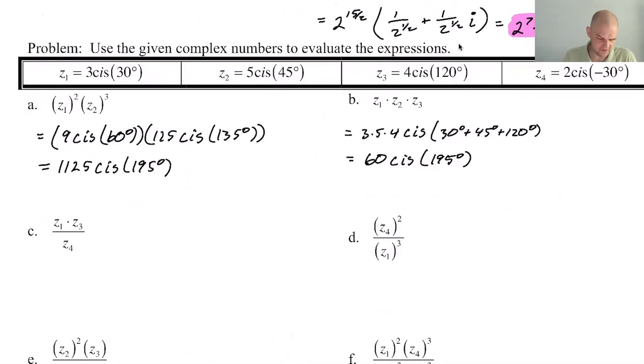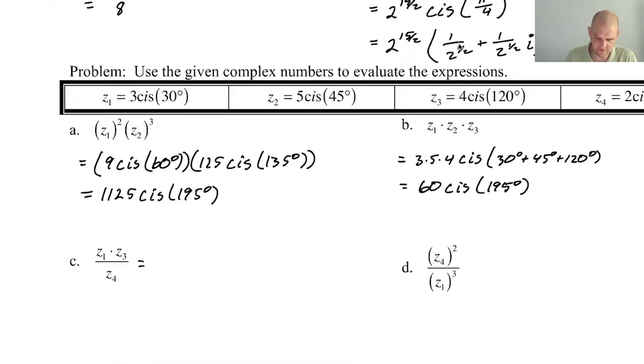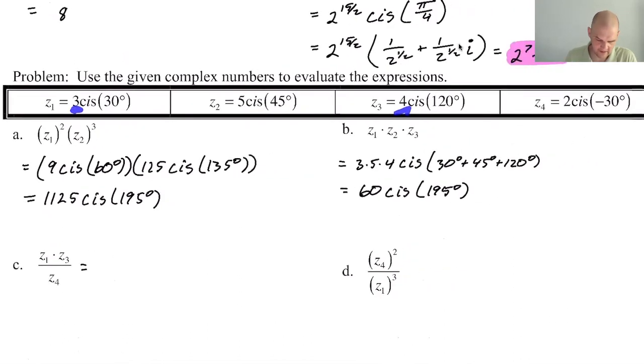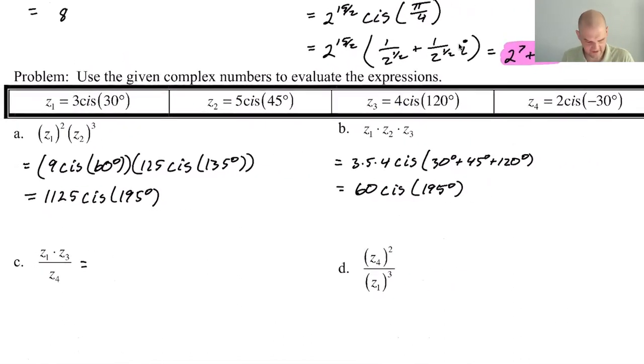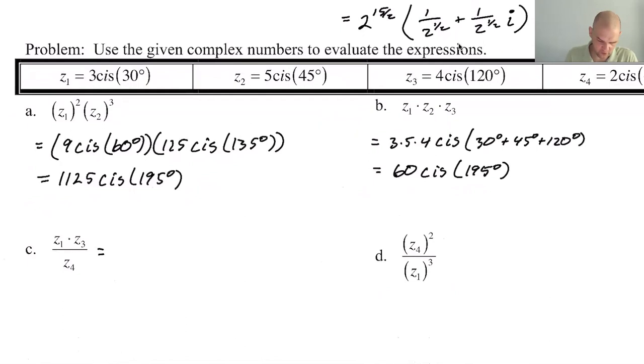All right, z1 times z3, and then divided by z4. Let's take just the moduli first. z1 times z3 is multiply, so that's 3 times 4, which is 12. And then divided by this, so it's 3 times 4 divided by 2. And then cis.